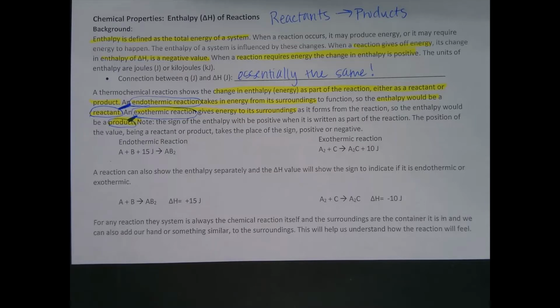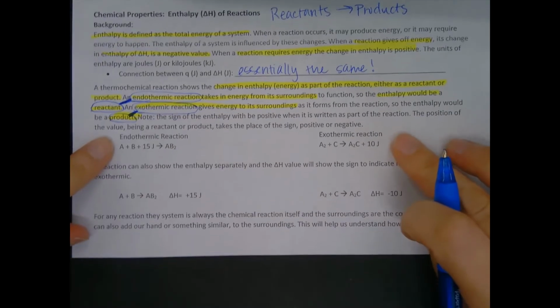So no matter what, when you write it in the actual reaction, it will say plus because you're adding it as either a reactant or a product. But when we pull it out and write it as a delta H, so delta H equals, like we would say Q equals, we're going to add a sign as positive or negative depending on if it is endothermic or exothermic. Okay, so let's look at these two examples.